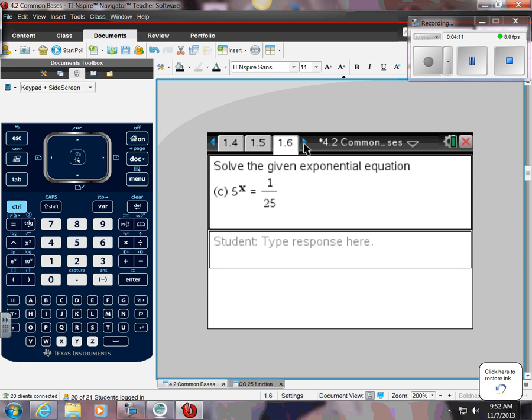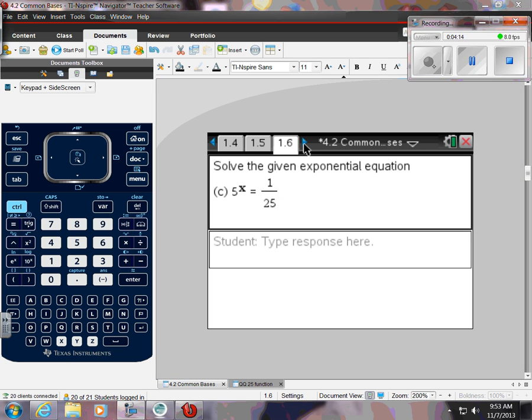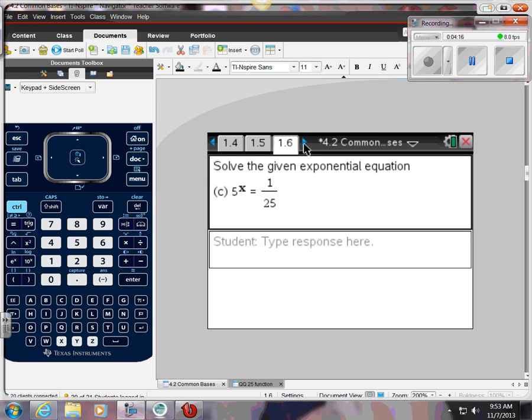Go ahead and try the next one. Our common base is 5. 5 raised to the x is equal to 5 raised to -2. Our bases are the same, so we can solve. X equals -2. And then we check.